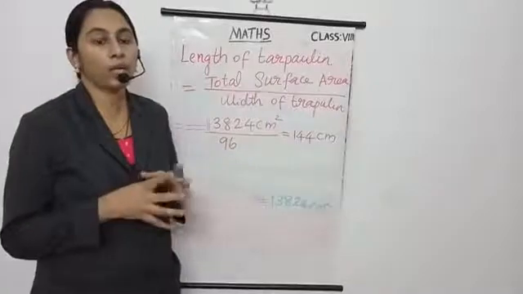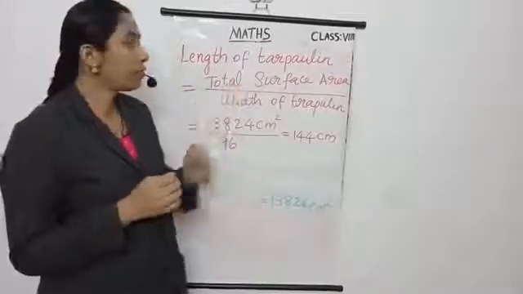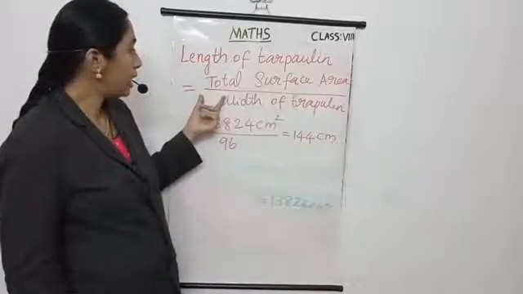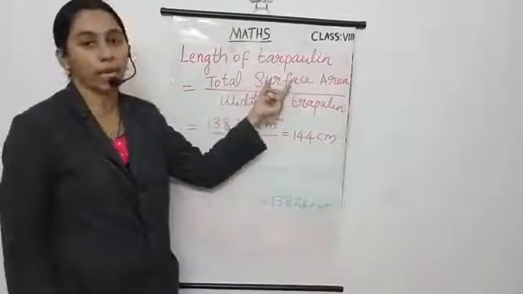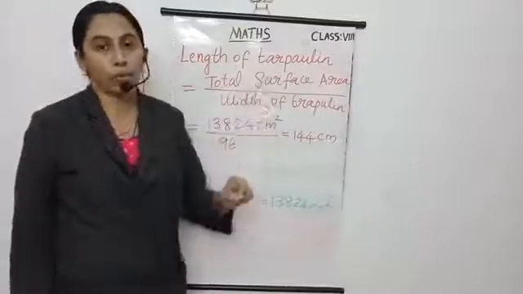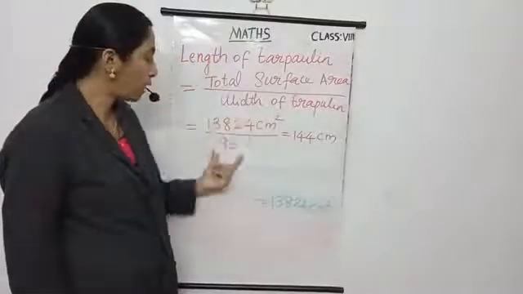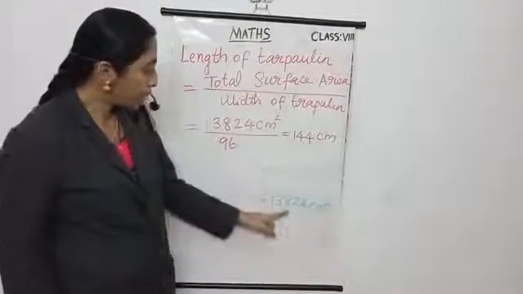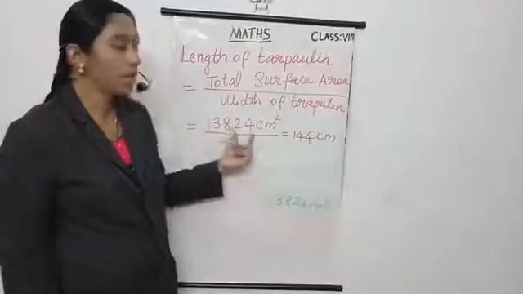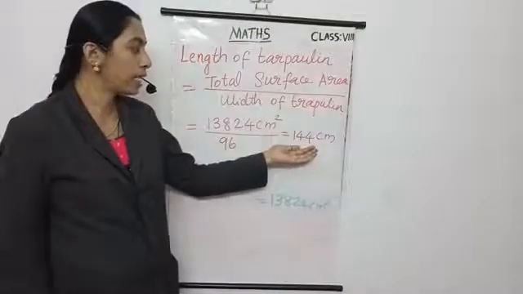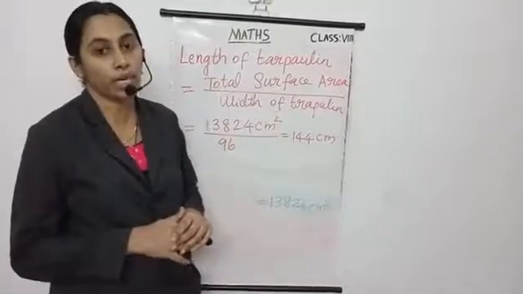Next we need to find the length of tarpaulin for one suitcase. That is equal to the total surface area of one suitcase divided by the width of tarpaulin. The width of tarpaulin is given as 96. The total surface area we already found, 13,824, divided by 96, we get 144 centimeter.